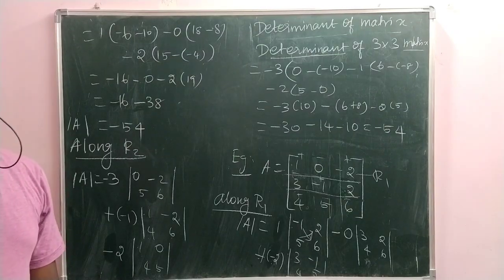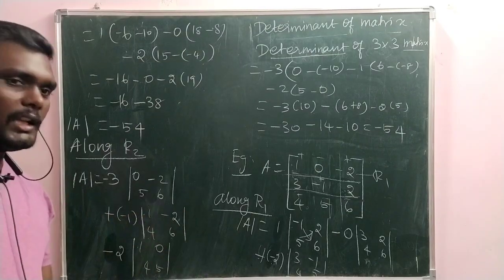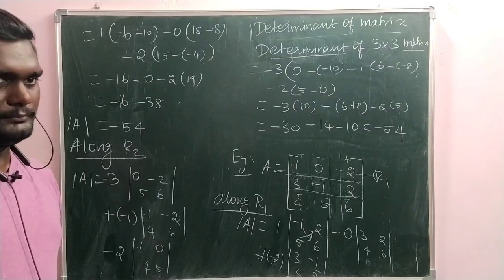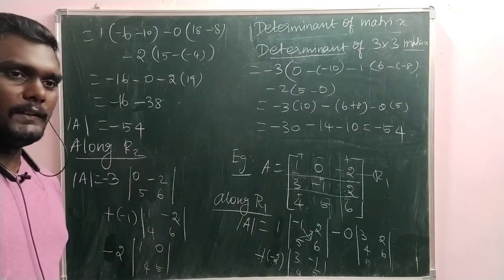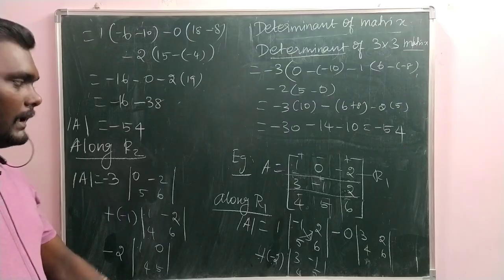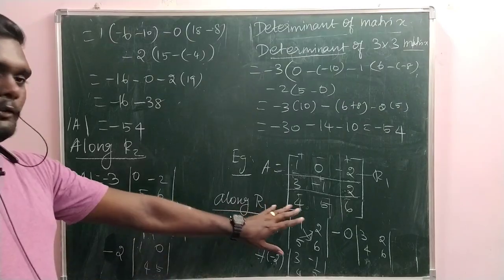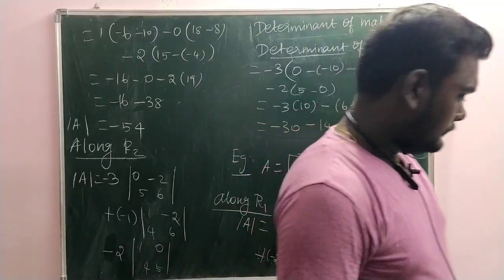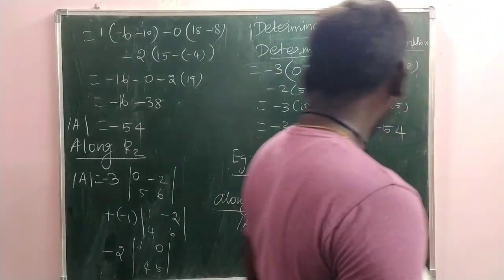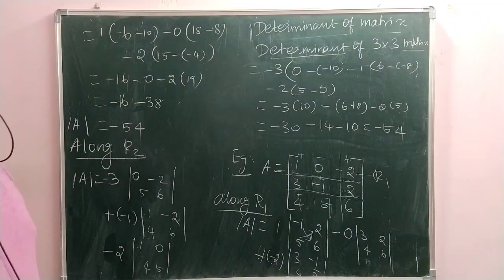Okay, so we can take along any row or any column. You can even take the first column, still you get the same answer. But traditionally when they ask for determinant, we'll take only the first row. That's enough. So that is how this determinant works. Shall I erase everything?